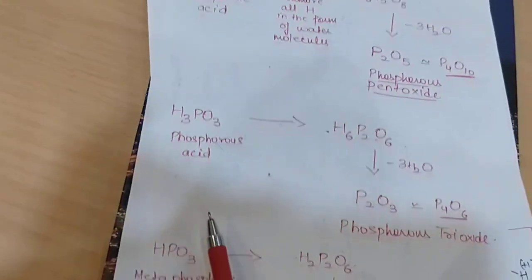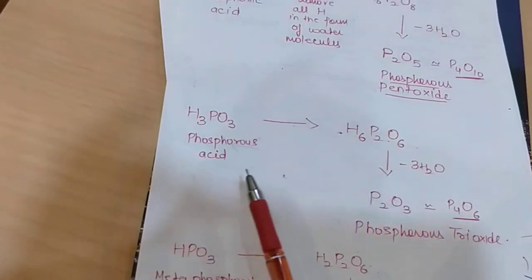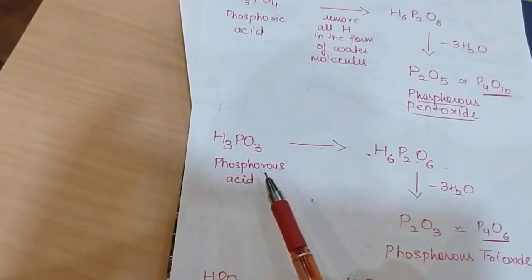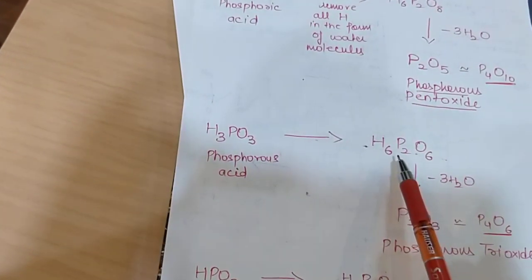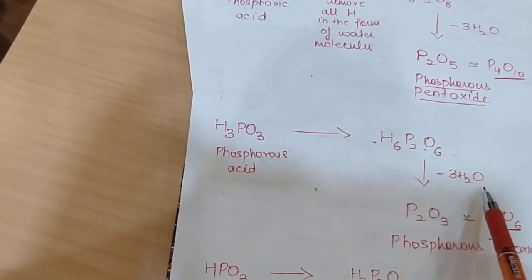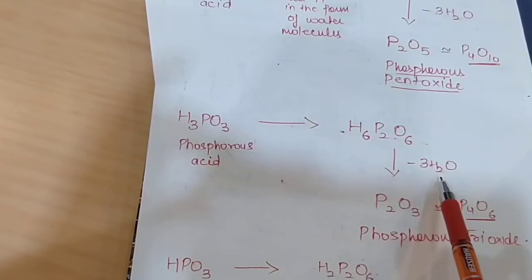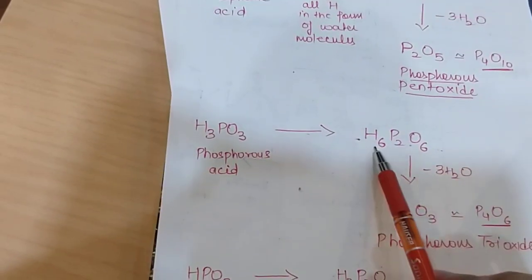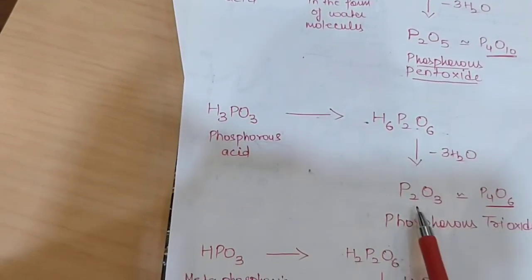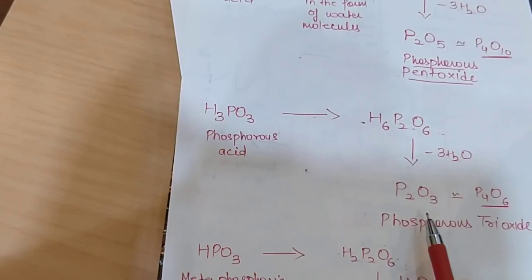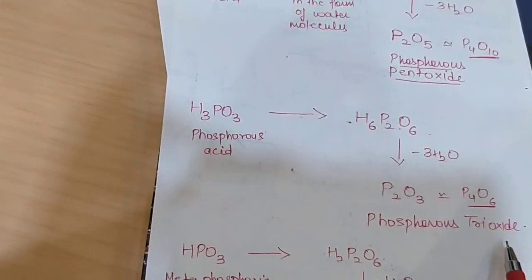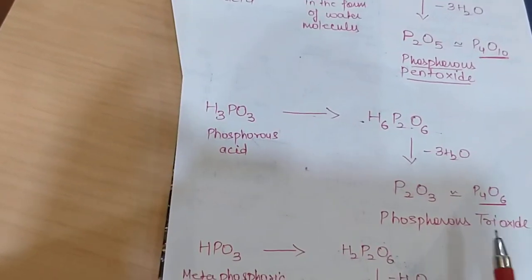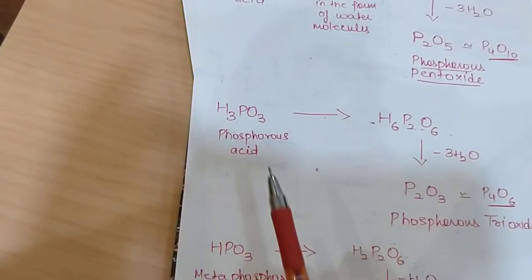Let us see for phosphorus acid. This is the formula for phosphorus acid. Here also 3 hydrogens are there. We'll double the formula, it becomes H6P2O6. We'll remove 3 molecules of water. If we want to completely remove the hydrogens, it will become P2O3, which is equivalent to P4O6. So phosphorus trioxide is the anhydride for phosphorus acid.